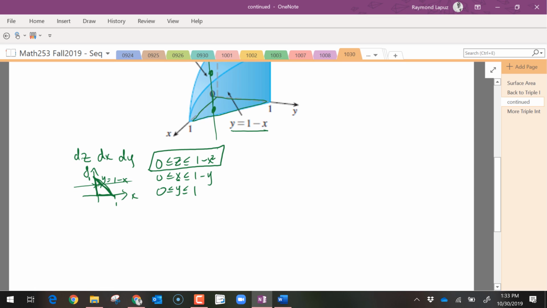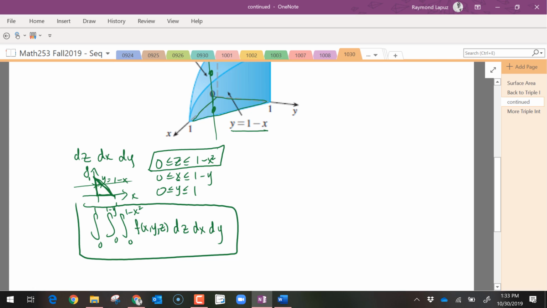And so all you have to do is write the integral. So triple integral. They didn't specify what the function was, so let's just say f of x, y, z. We're integrating with respect to z first, and our z limits go from 0 to 1 minus x squared. And then we integrate with respect to x next, from 0 to 1 minus y. And then we're going to integrate with respect to y from 0 to 1. So that's what I was expecting for our first problem.